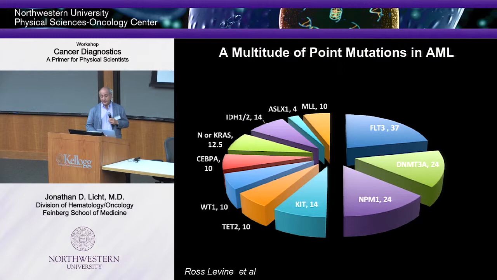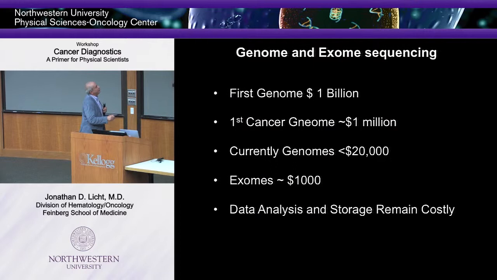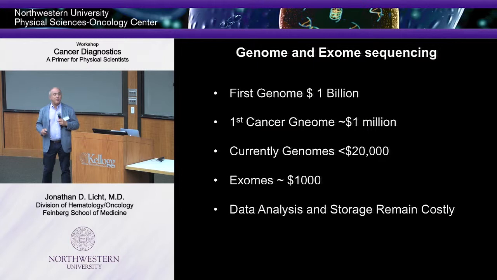So, as I said, the first genome was $1 billion. The first cancer genome was $1 million. Currently, a genome is about $20,000. And if you just want to sequence the 2% of DNA that encodes protein, the so-called exome, that'll cost you about $1,000. But data analysis and storage remain costly.